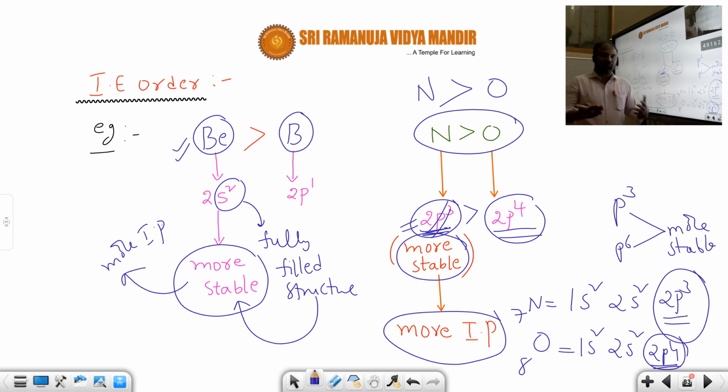But in the general trend, we expected that compared with nitrogen, oxygen is more stable, and so has more ionization potential. But what is the experimental evidence? Compared with oxygen, nitrogen is more stable. Why is it more stable? It has a half filled structure. Half filled structures are more stable, so more ionization potential is present in nitrogen.